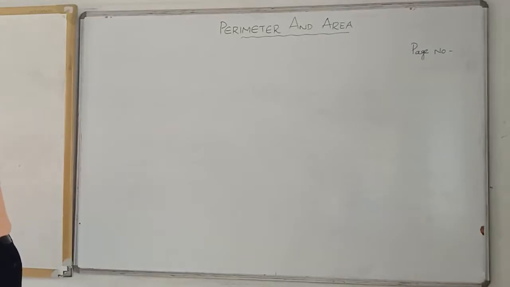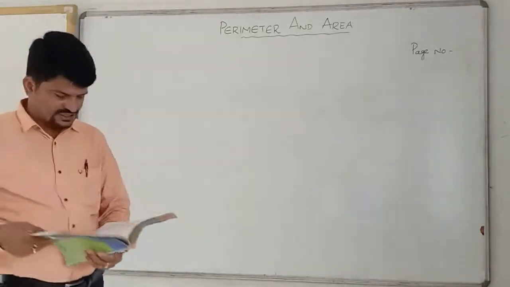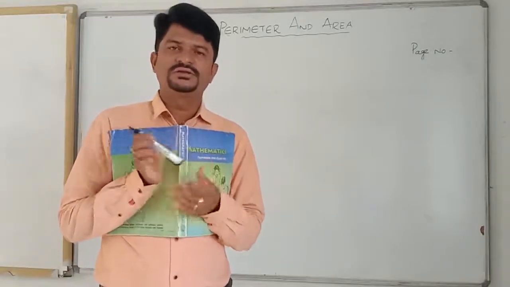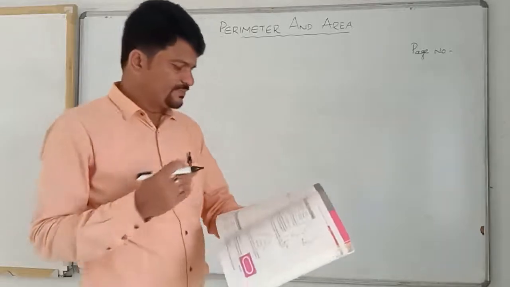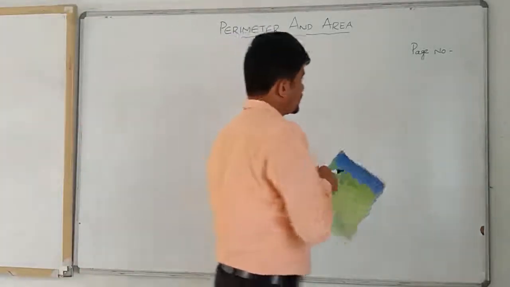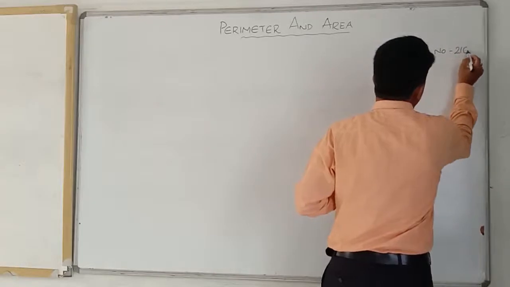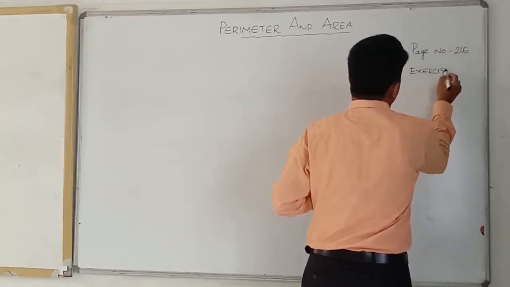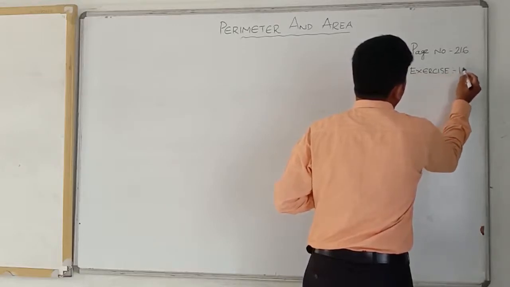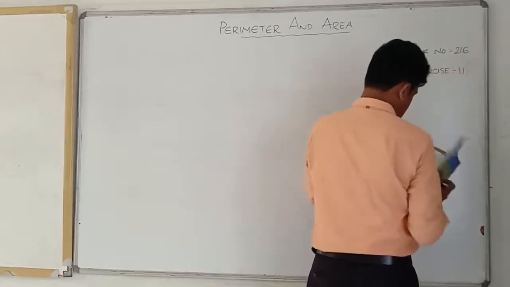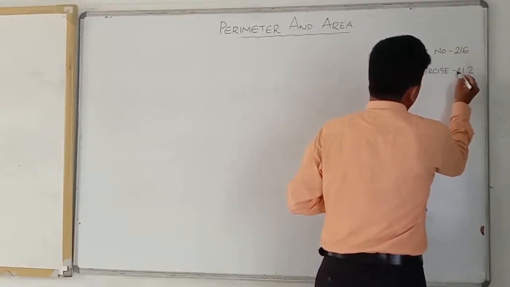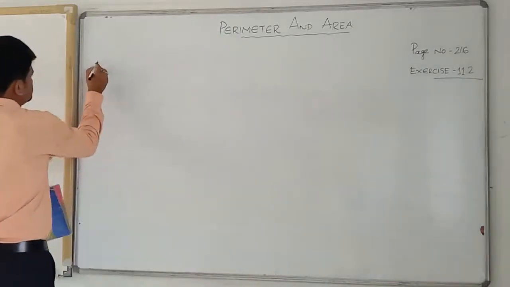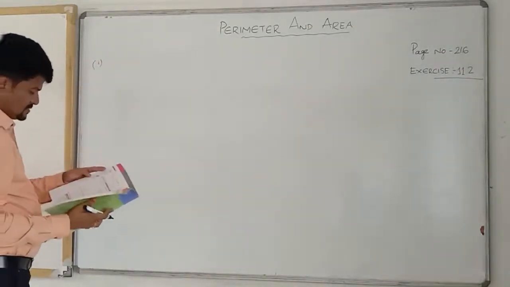Now children, we are going to start exercise 11.2. For each Roman, I will solve 2 problems. The remaining you have to do on your own. Okay. Now, page number 216, exercise 11.2. Okay, children. Now, first one, question number 1.